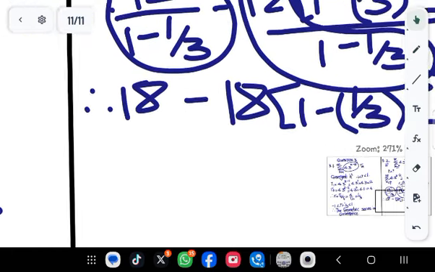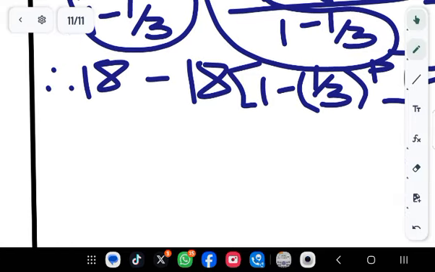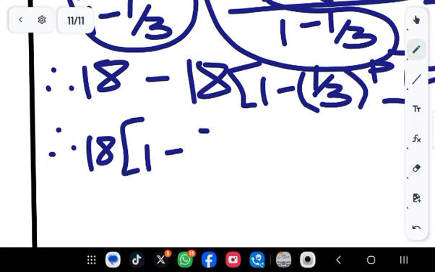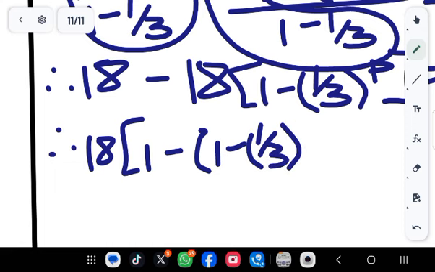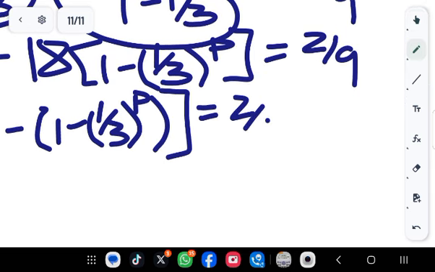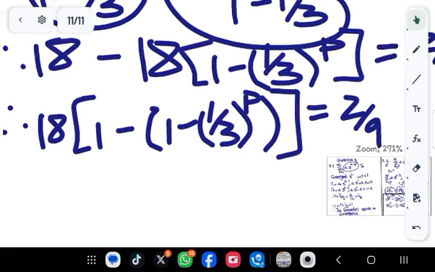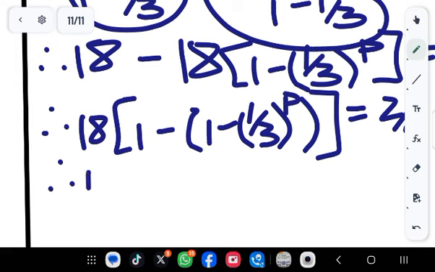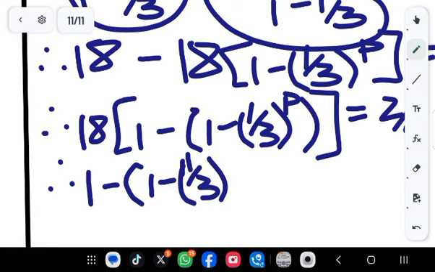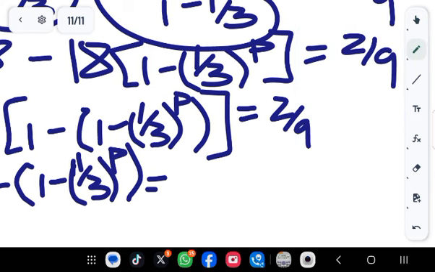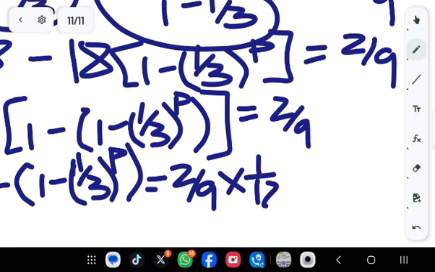Alright, so let's take out a common factor. The common factor is 18 over here. Therefore, 18 leaves us with 1 minus a third all to the power of p, which is equal to 2 over 9. Now, divide both sides by 18, so that leaves you with 1 minus a third all to the power of p, which is equal to 2 over 9 times 1 over 18.